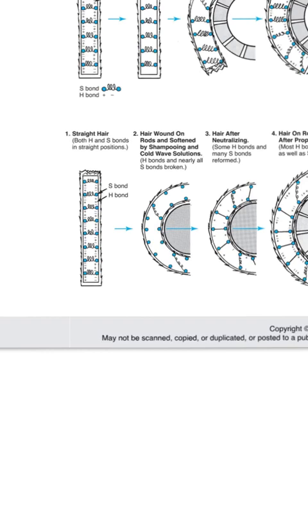Now let's take a look at how the hydrogen and the salt bonds are affected by a chemical service like a permanent wave. Your client comes in, again her hair is straight. You see that both the hydrogen and the salt bonds are in their straight positions. Now her hair is wound on rods and softened by shampooing and also the cold wave solution, or the permanent wave solution. The H bonds and nearly all of the salt bonds are now broken.